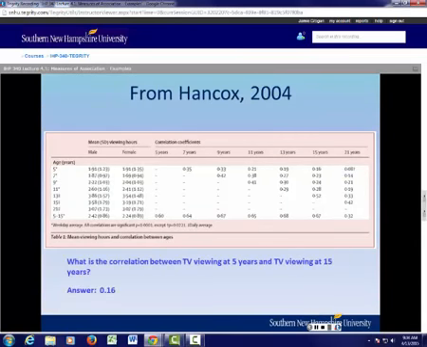Sorry about that. So the correlation between TV viewing at 5 years and TV viewing at 15 years is, you find the row for 5 and the column for 15, and that is the correlation 0.16, which is sitting right in that area. So the column for 15, the row for 5, that R is 0.16. So that's the answer.